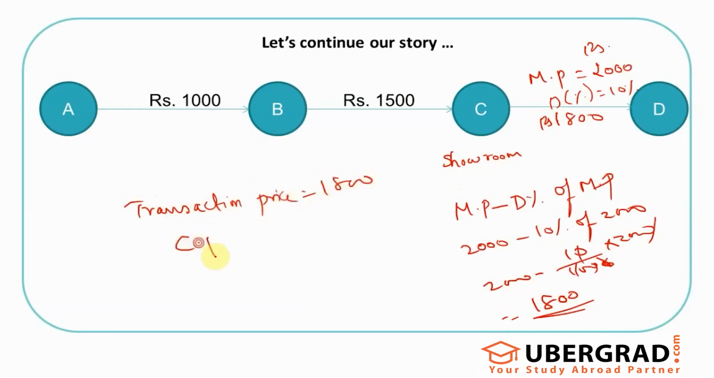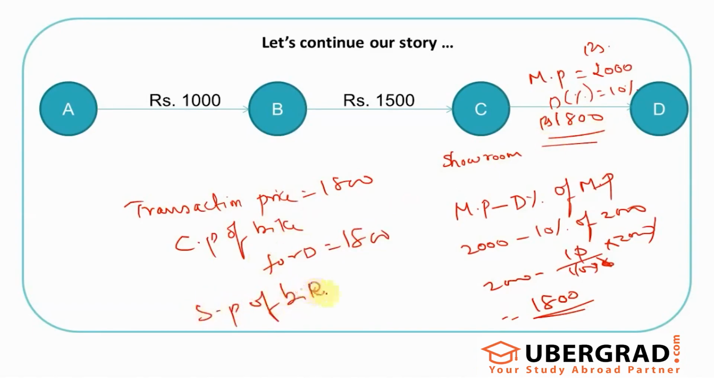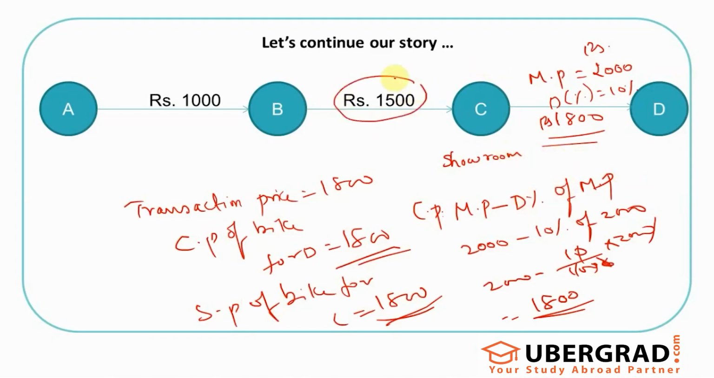What is the cost price of the bike? For D, it is 1800. Understand that, from the perspective of D, he is buying at this price. The selling price of the bike for C is 1800 rupees because he's selling at this price. There is no formula saying cost price is always mark price minus discount percentage of mark price. No. If the question is asking, if C purchased the product at 1500, and then he put a tag of a mark price of 2000 and gave a discount of 10% to D, what is the profit of C? Then what do you need to do?